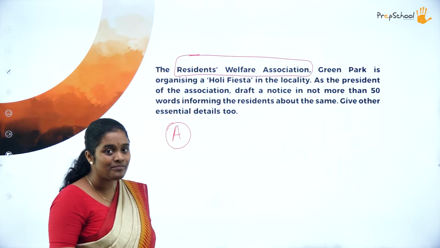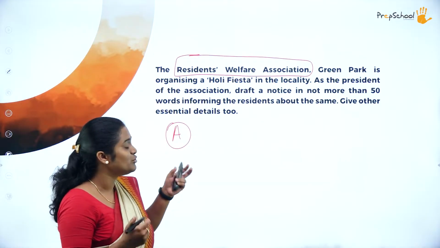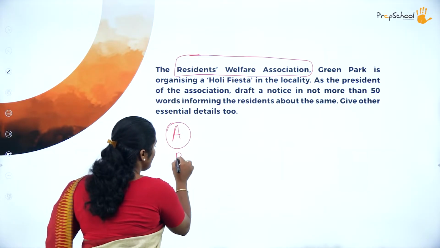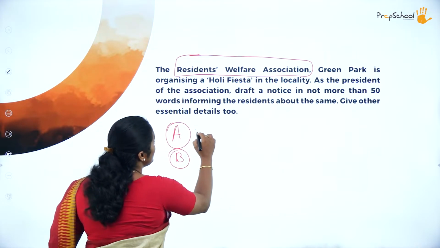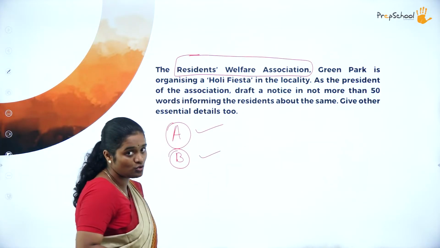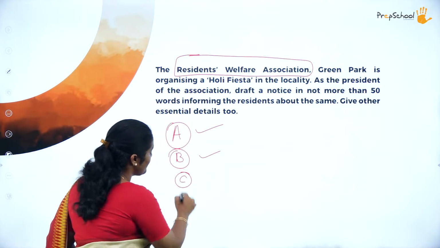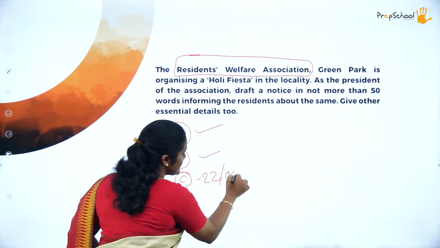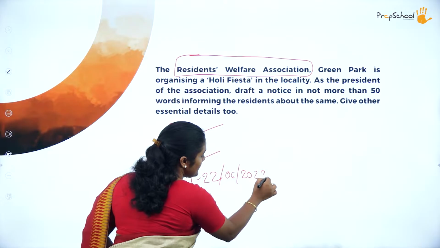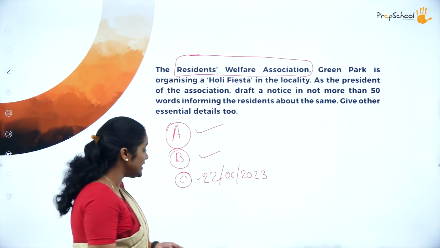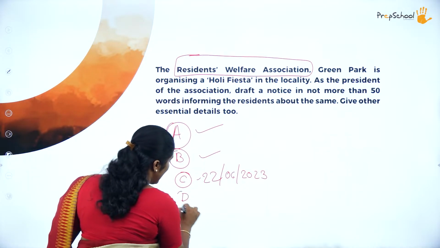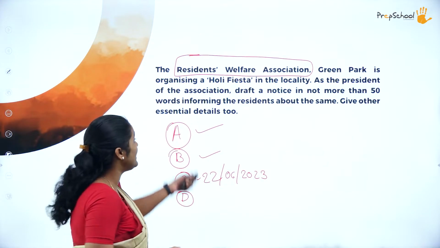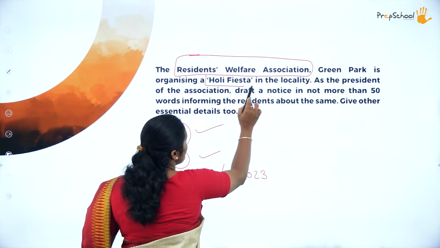What's your heading then? Now you did not find it, you can write B. B is notice. You know that it is notice writing. Residents Welfare Organization, B is notice. C is your date. Whenever you are writing it, for example, today I'll write, so it is 22nd, 6, 2023. Later on, I'll have to move to D. D is what? D is my heading. So where's the heading? Heading, I'll keep it as Holy Fiesta.